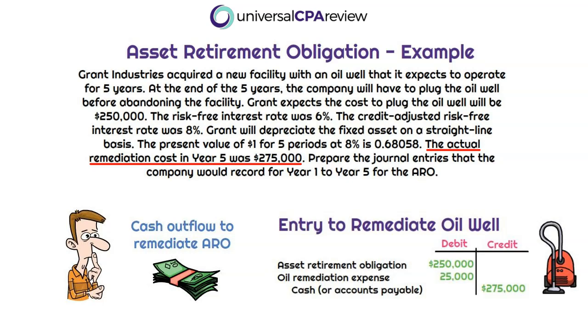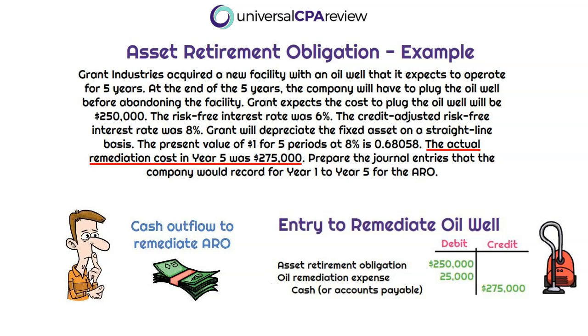So because we're now exiting this facility, we can go ahead and remove the asset retirement obligation. Remember, we built it up to a balance of $250,000. So if we want to remove this liability, we would debit asset retirement obligation for $250,000. Now, because the actual cost was $275,000, we're going to actually credit cash or accounts payable if they have invoices from these vendors, right? And we're using the actual cost here of $275,000. So that's why it's a credit for $275,000.